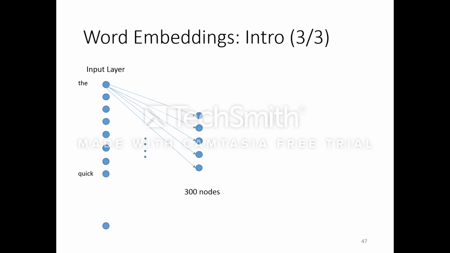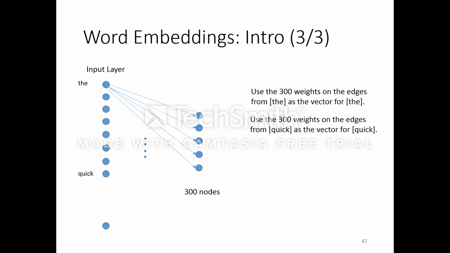And what do we do with that? Then we throw away the output layer weights. We throw away the weights going from the hidden layer to the output layer. Now what are we left with? We are left with these weights for every word in the input layer. We have a set of 300 weights going into each one of the hidden layer nodes. So use the 300 weights on the edges from the as the vector for the. So you have a 300 length vector, and that is a vector corresponding to the. And you use the 300 weights on the edges from quick as the vector for quick, and so on and so forth.